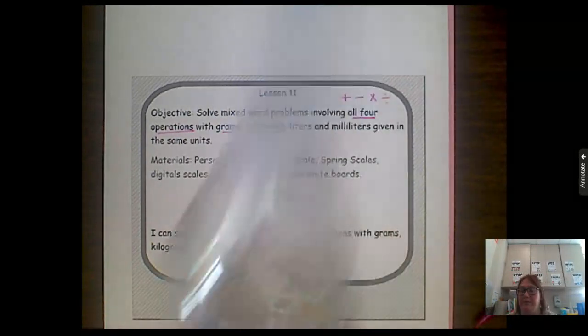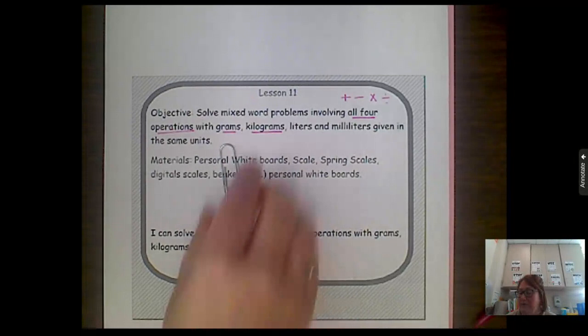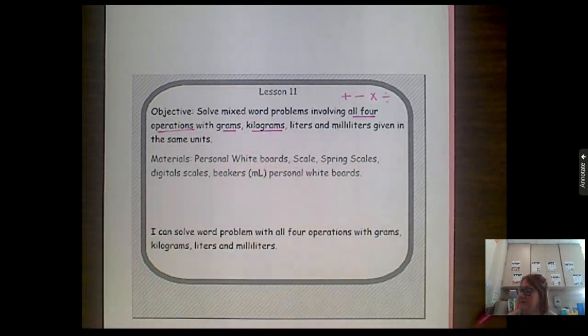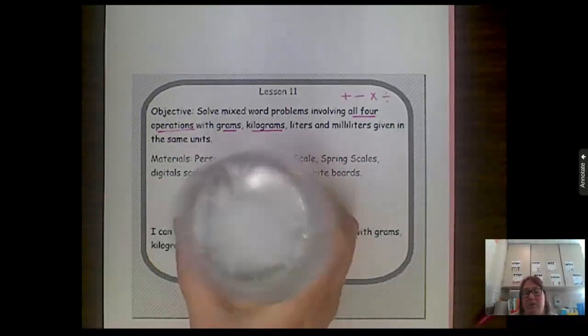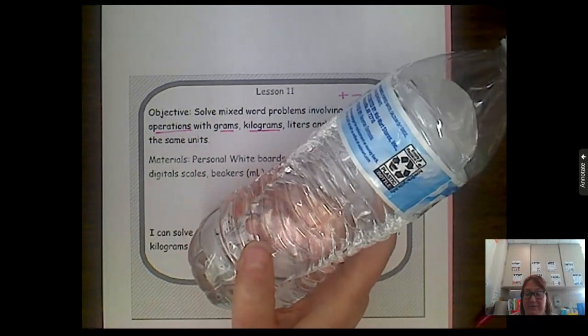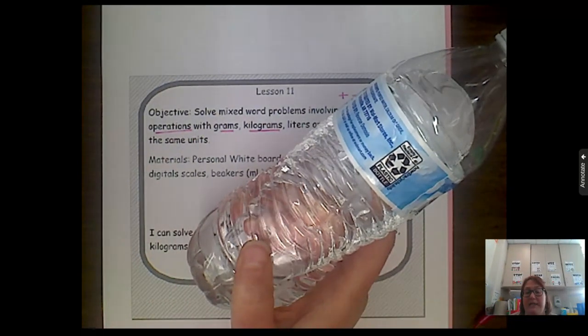So that's a little bit of a review from yesterday, but we're going to be talking about those units today as well. But we're also going to be adding in liters and milliliters. So a liter, if you think of what are some things that come in liters, maybe like at your house, maybe you get like a 2 liter of soda. About 2 of these water bottles would equal a liter if they were filled, right? So 2 of these would equal a liter.